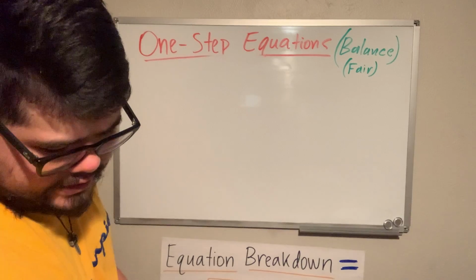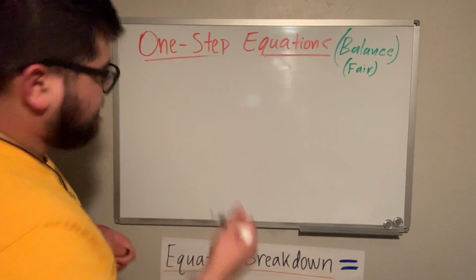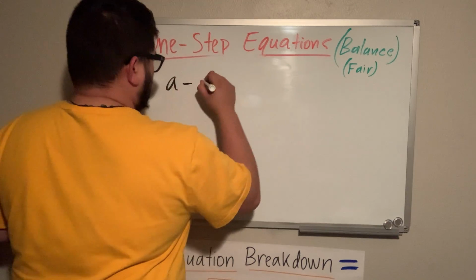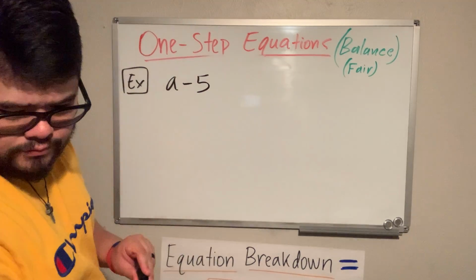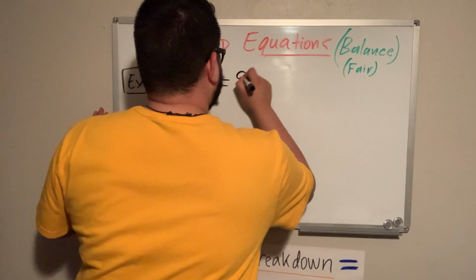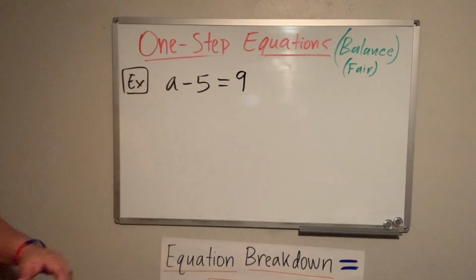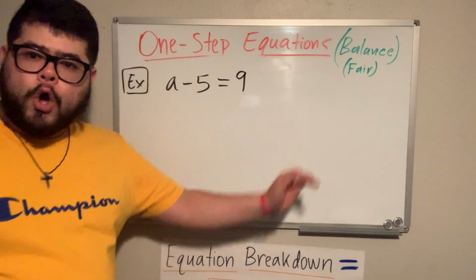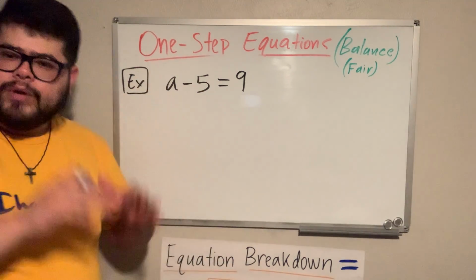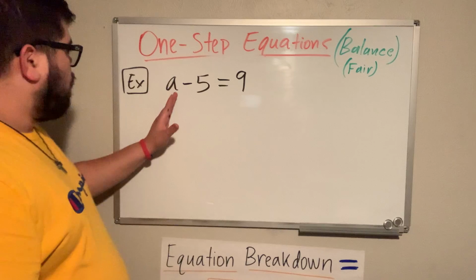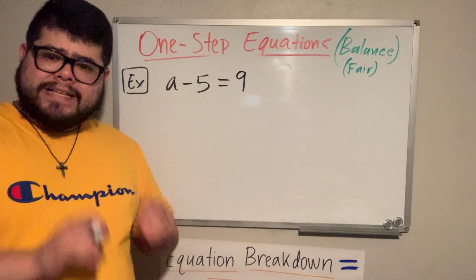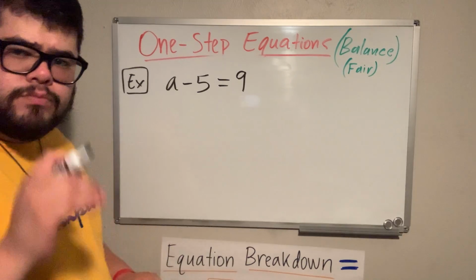All right, next example. We have a minus 5 equals 9. All right, so from looking at this, a minus 5 equals 9. We know the answer is 14, like that. We know it. We know the answer. 14 minus 5, we're going to get 9. Duh. Right? But remember, this isn't mental math. We got to know our strategies. We got to know our steps.